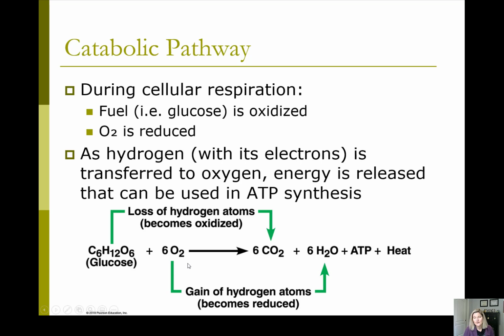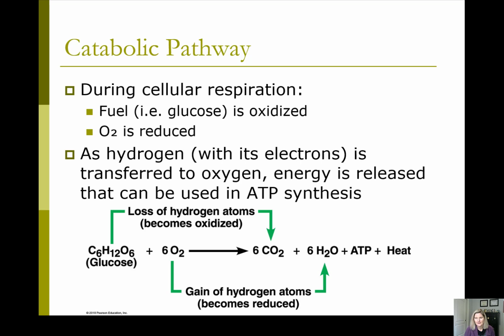That oxygen on the reactant side is going to undergo a redox reaction. And by undergoing that redox reaction, it's going to gain the electron, or what we call a hydrogen atom in that sense. So the glucose becomes oxidized, the oxygen becomes reduced. And so we can see how the electron transfer is taking place. So as hydrogen with its electrons are transferred to the oxygen, energy is then going to be released, and that can be used in ATP synthesis. So the fuel, the glucose, will be oxidized, the oxygen will be reduced.